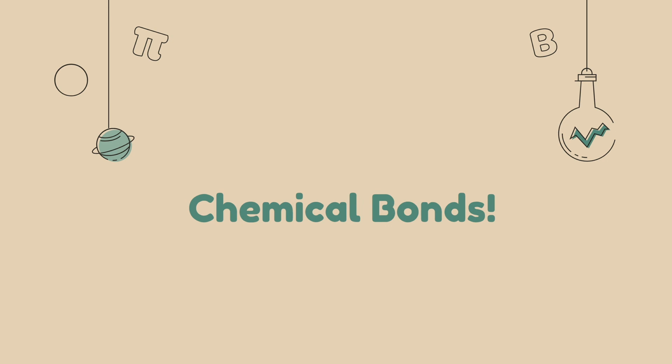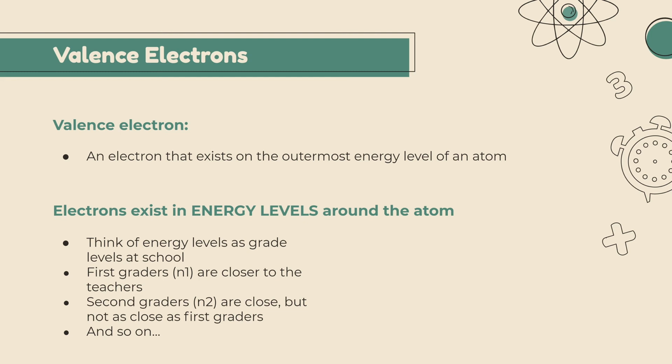So in order to understand how chemical bonds work, we must first understand the importance of valence electrons. A valence electron is an electron that exists on the outermost energy level of an atom. For now, consider an energy level a place where atoms can exist around the nucleus.